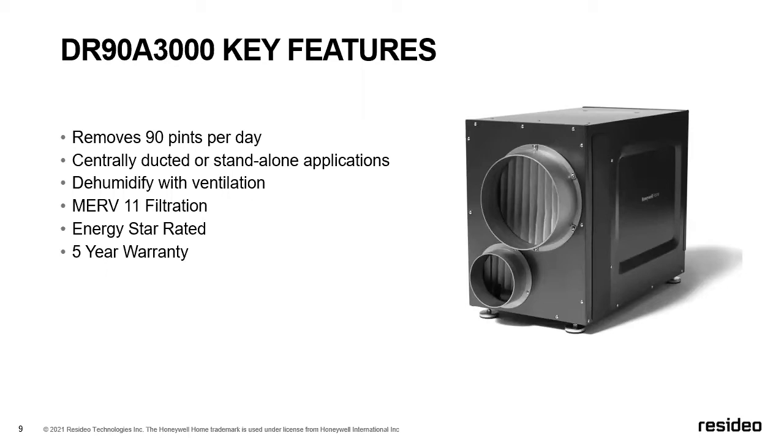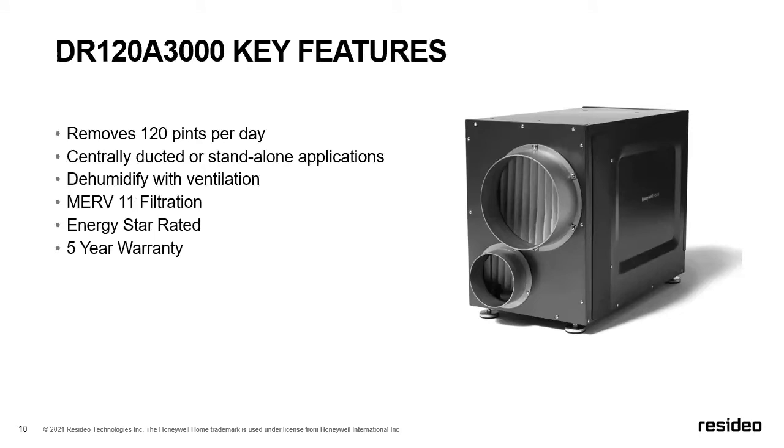The difference with the 90 and the 120, we need an external controller on the 90 or the 120. The 90 and 120 do not come with integrated onboard control. So we need to add some form of an external controller to control these two upper level units. Again, filtration MERV 11, 5-year warranty, similar to the 65.